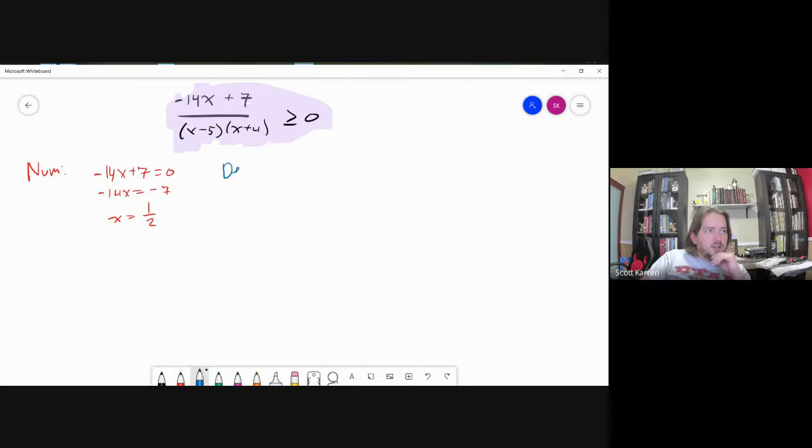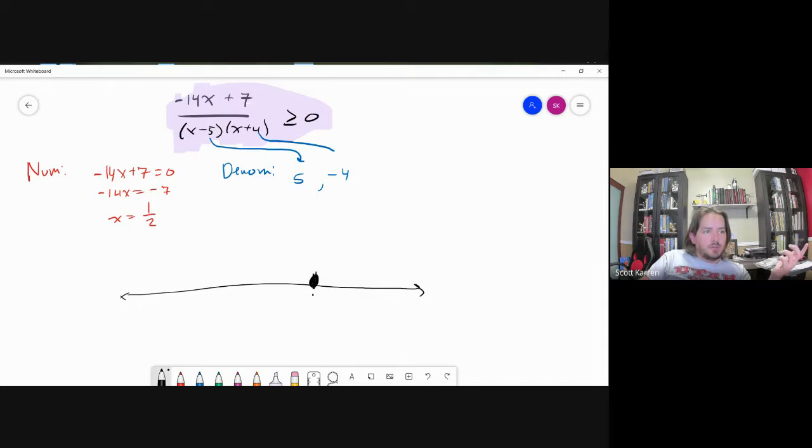The zeros of the denominator, those should be easy. You can just pick them out as 5 by adding 5 to both sides, and negative 4 by subtracting 4 to both sides. Right? And so I can create my number line. I have an actual real 0 at 1/2. I have a discontinuity at 5 and a discontinuity at negative 4. That leaves me with 4 areas, 4 intervals that I have to check.